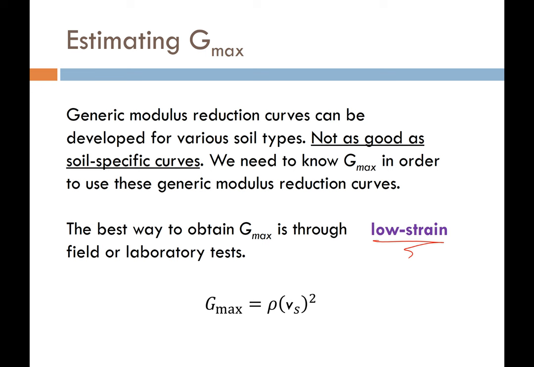Now, we don't measure modulus per se, but what we do measure is shear wave velocity of the soil. So if I can measure that through any of the tests that we've talked about, like seismic reflection, seismic refraction, MASW, SASW testing, cross hole, up hole, down hole, any of those tests that measure shear wave velocity, if I get those estimates, then I can compute G max directly.